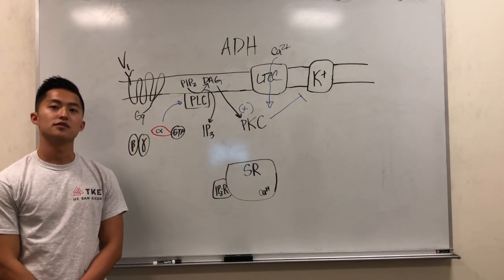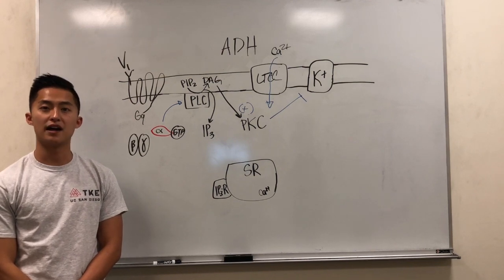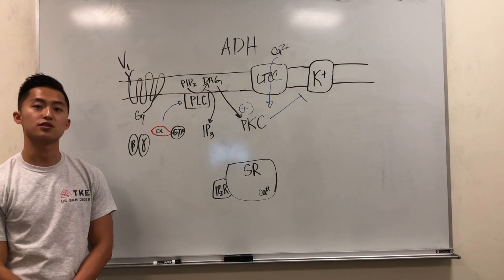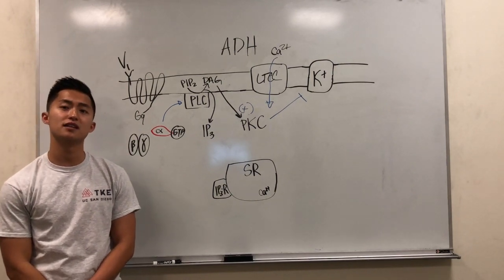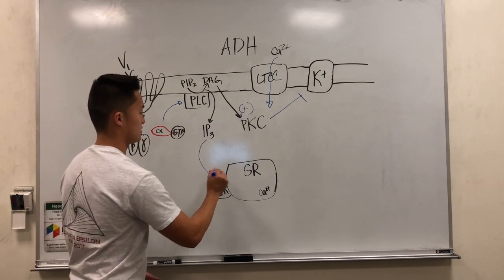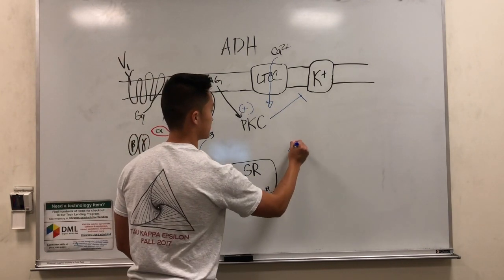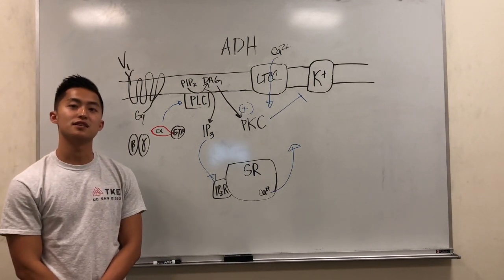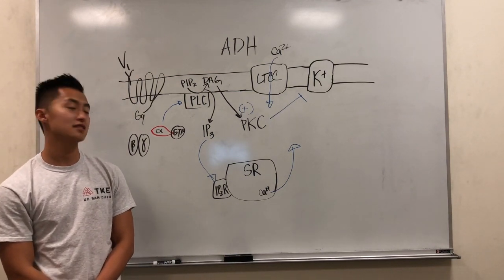IP3 is water soluble, and it enters the cytosol where it will bind to the IP3 receptor on the sarcoplasmic reticulum, a calcium storage protein, and this opens it up and allows calcium to flow into the cytosol. Overall, the net effect of DAG and IP3 is a higher concentration of calcium ions in the cytosol.